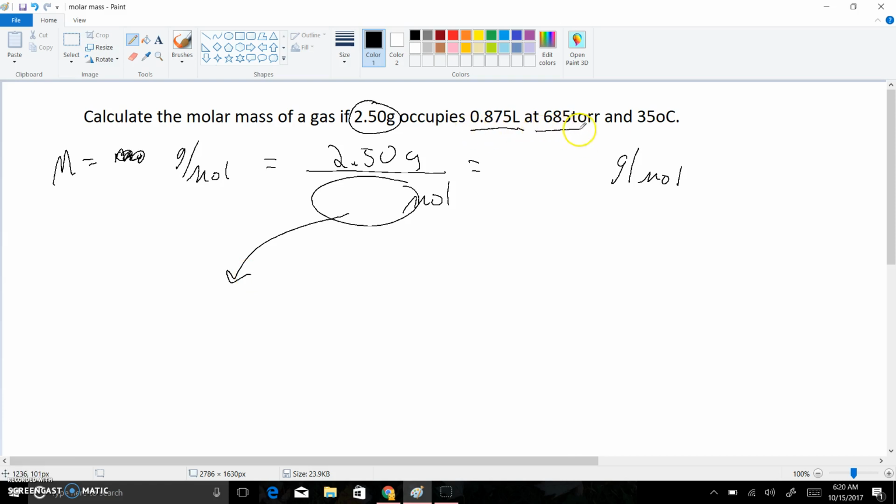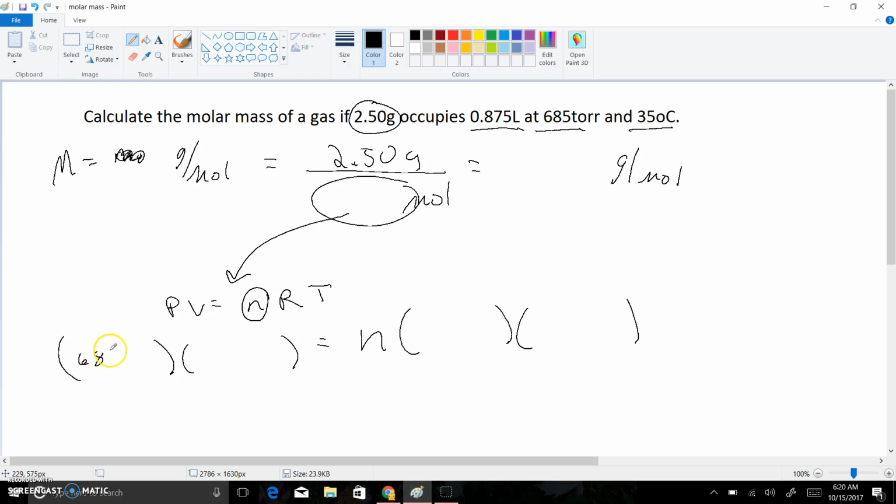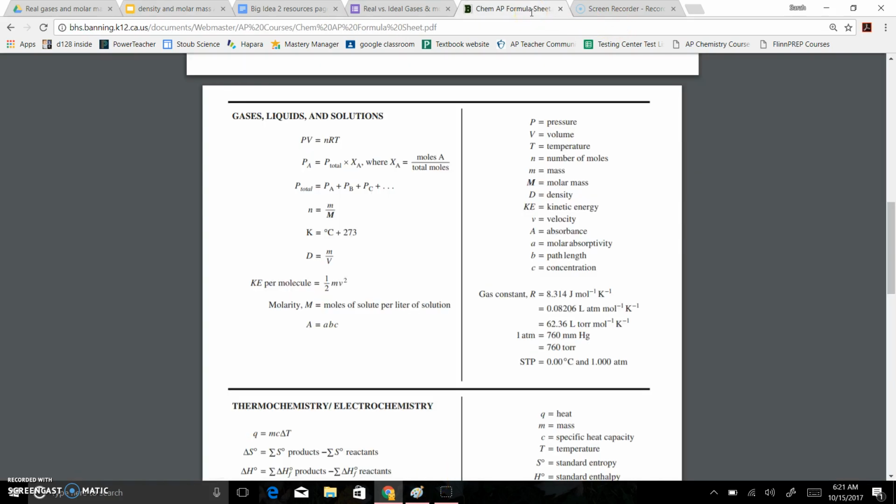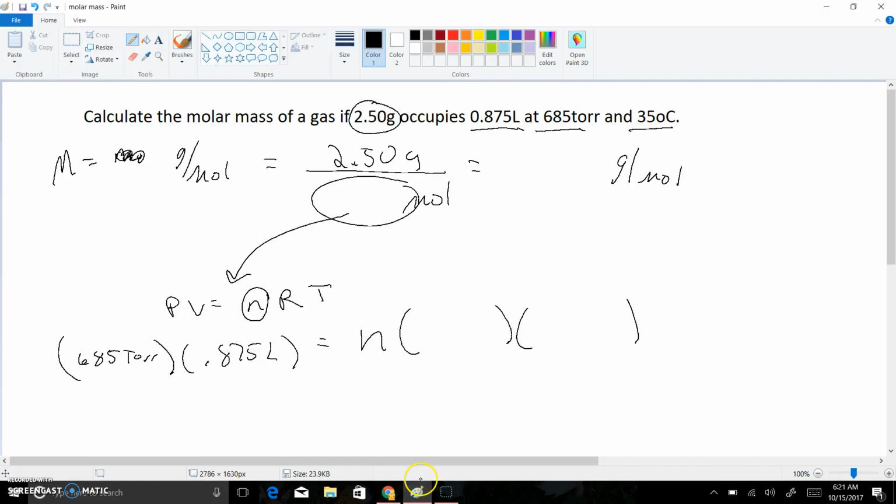I see I have liters, I have pressure, and I have temperature. That screams PV equals nRT, and I am going to just solve for my moles here. So I'm going to put in my variables. I'm going to solve for n. My pressure is 685 torr. My volume is 0.875. It's already in liters, so that's handy. I want to solve for n. My R factor, go back to your formula sheet, that's 62.36 because that'll be our torr value. And then times my temperature. It's 35 plus 273. So I always take a moment to do it in my calculator.